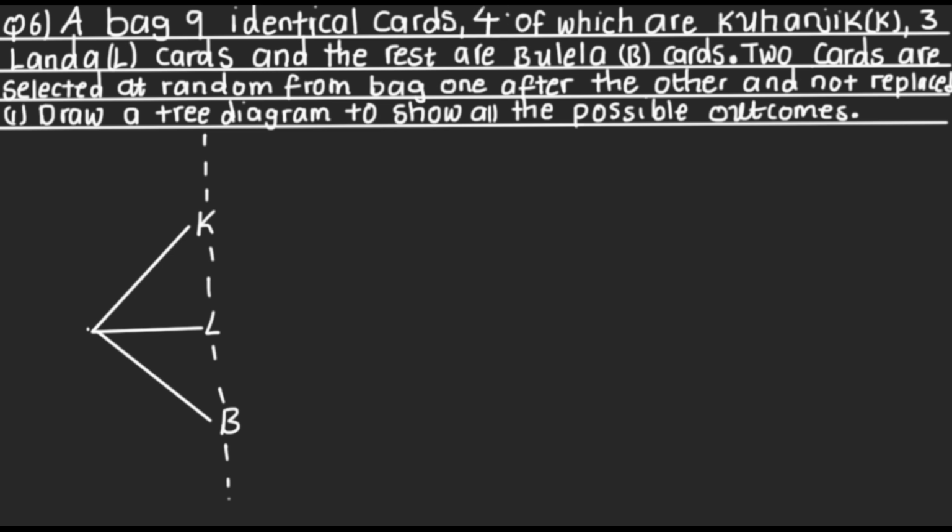So we'll begin with kuandika. Kuandika is 4, so you just have to say 4 divided by the total, which is 9. Then for lambda it is 3 divided by 9. Then for bulela, it's 2 divided by 9. So for the first part, it's just the specified number over the total. Now, what of the second selection? Since we are told not to replace, we need to do some subtraction.